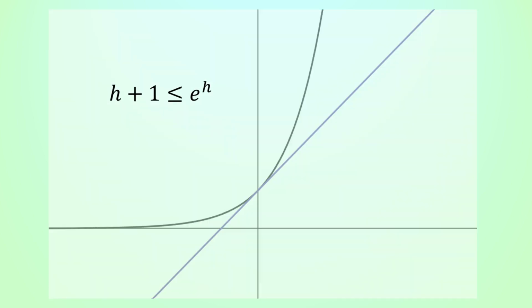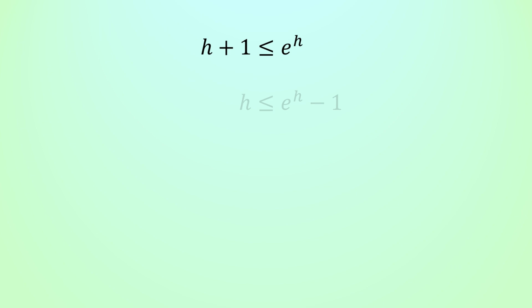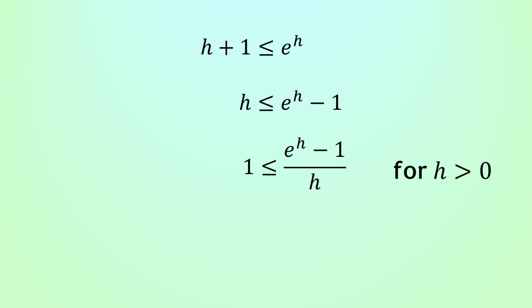Therefore, utilising this fact, we could start by taking away 1 from both sides of this inequality, and then as long as h is greater than 0, we can divide both sides by h, meaning that e to the h minus 1 divided by h is always greater or equal to 1. So that's the lower bound for our function sorted, but what about the upper bound?